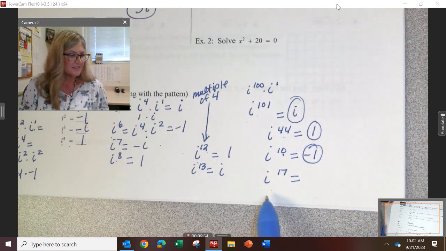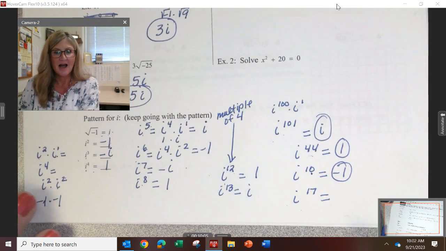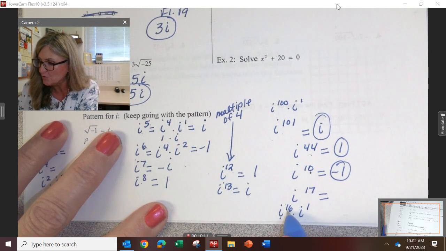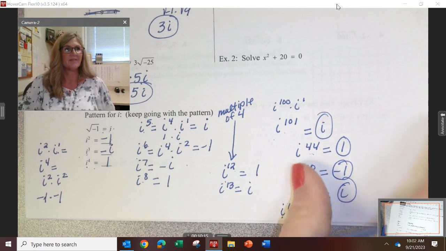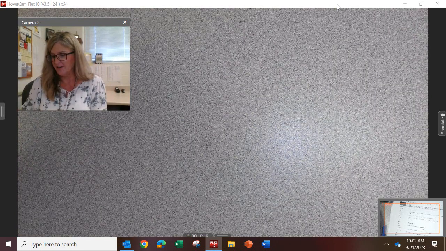i to the 17th. Angela, do you know that one? i, do you guys agree with i? Yes. i to the 17th is i to the 16th times i to the 1st. That's a multiple of 4, so it's just 1 times i to the 1st, that's i. Okay, good job. Let's go to the next part here.